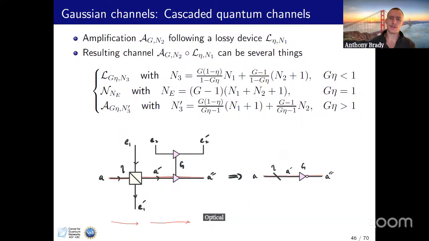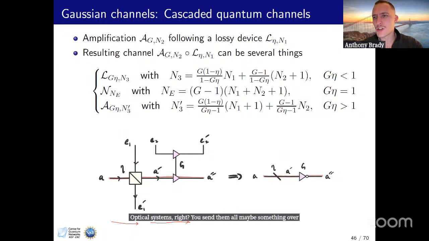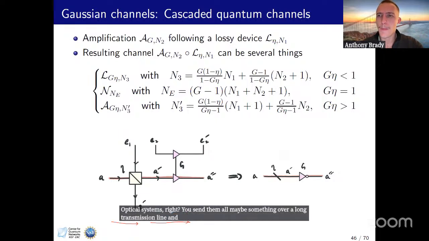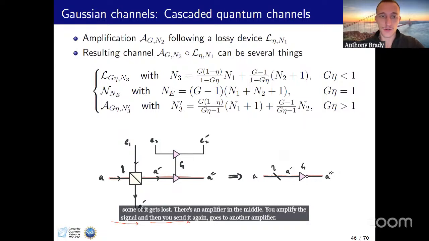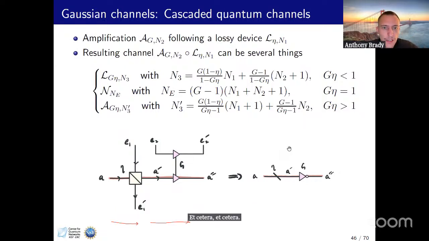You send them all maybe something over a long transmission line, and then at the output, maybe you want to send light over very long distances. You send it for a while, some of it gets lost. There's an amplifier in the middle. You amplify the signal, and then you send it again, goes to another amplifier, et cetera, et cetera. And so this is an example of loss and then amplification.